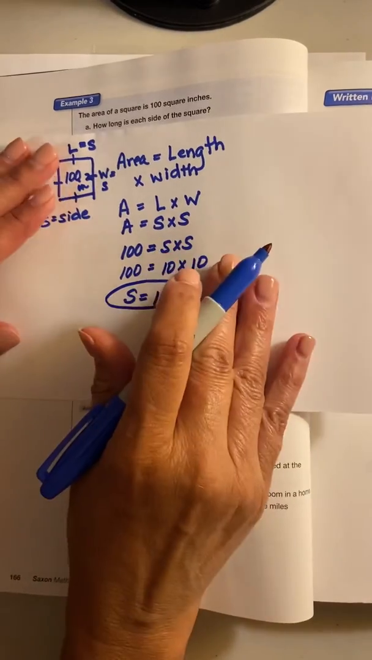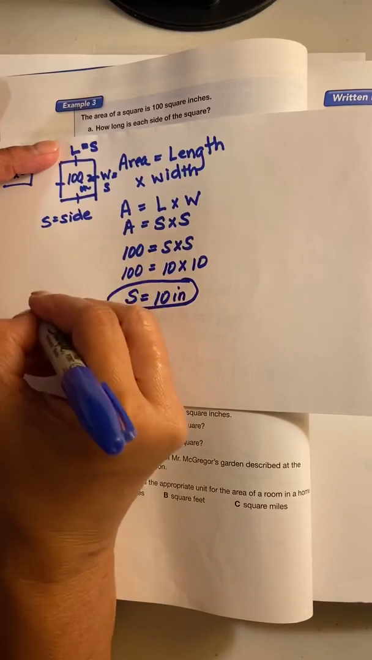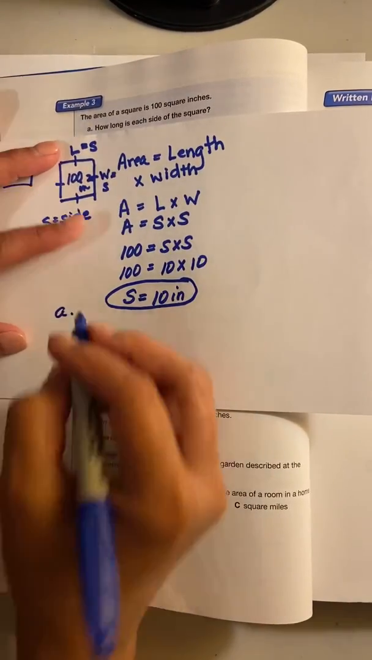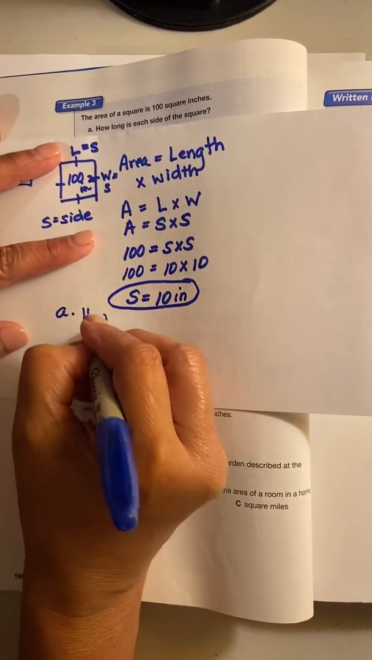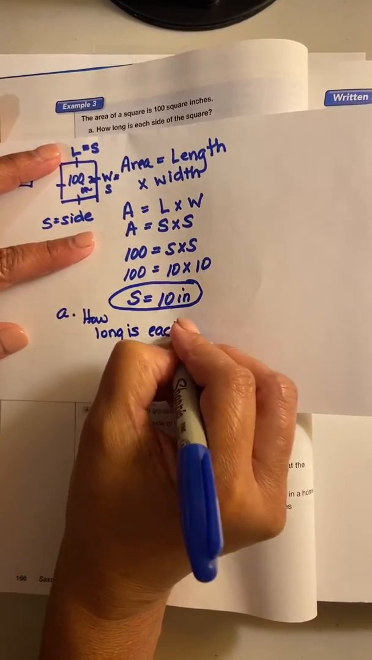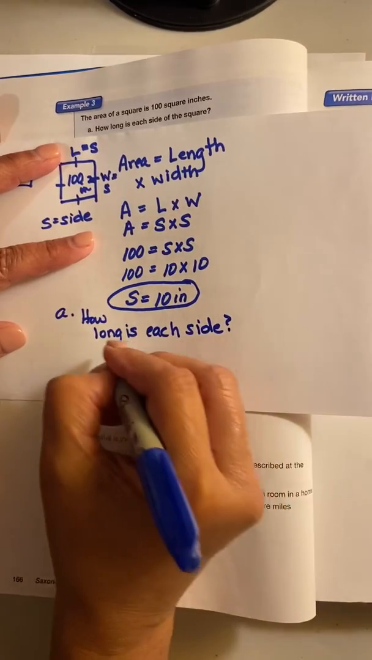So that answers question A. It says, how long is each side of the square? So this is A. We found that. How long is each side? Let me write that down. And we found it to be 10 inches.